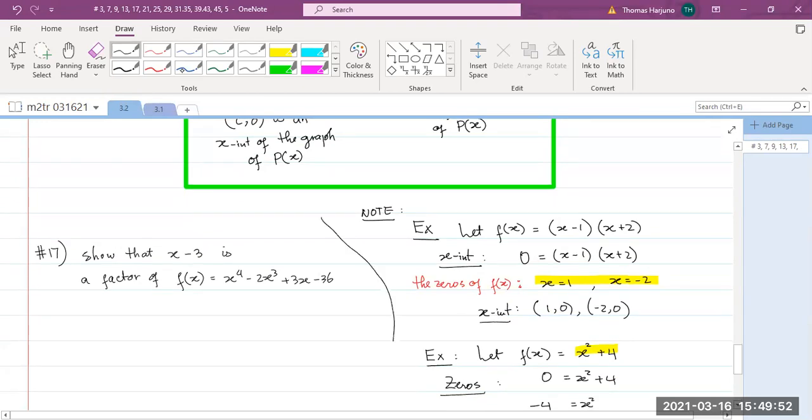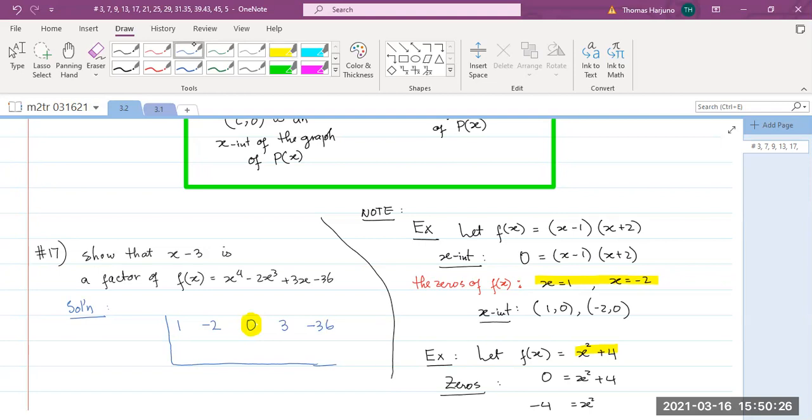And to do so, or let me change to blue. Solution: I do the synthetic division. The first row are the coefficients of the polynomial in descending order as always: 1x to the fourth minus 2x cubed plus 0x squared plus 3x minus 36. Notice that I have a placeholder here, right? And then divided by x minus 3, so I put 3 here.